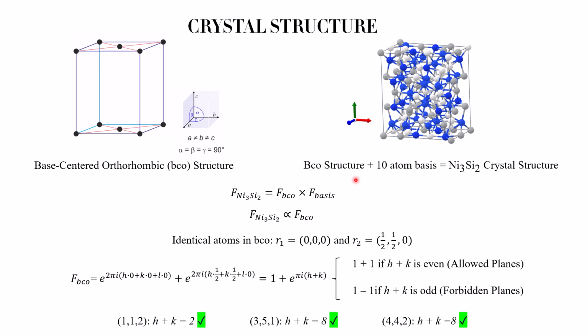In fact, the structure factor of a BCO directly tells us what planes are allowed and what planes are forbidden, while the structure factor of the basis merely modulates the intensities of the different peaks. For a BCO, identical atoms occur at the origin and at (1/2, 1/2, 0). This leads to the following diffraction conditions. When h plus k is even, constructive interference occurs. When h plus k is odd, destructive interference occurs. Taking the 3 planes chosen from before, we can verify and conclude that for Ni3Si2, constructive interference occurs when h plus k is even.